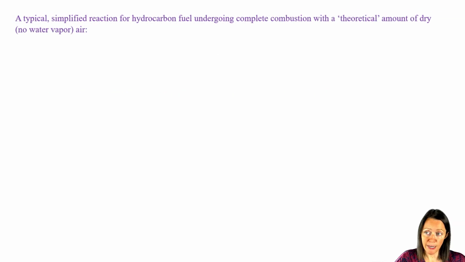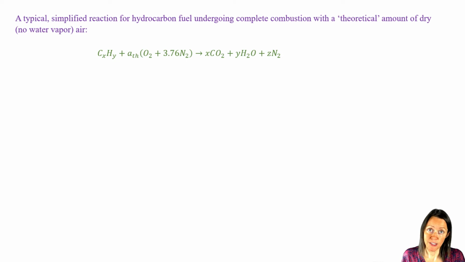A typical simplified reaction for a hydrocarbon fuel undergoing complete combustion with a theoretical amount of dry air. So there's a lot of stuff in there. We're going to take it one part at a time, but just look at that equation. The first term, there's your hydrocarbon fuel. The next term, that A sub TH, that's the theoretical amount of air. We'll talk about that in just a second. And then in the parentheses, you've got O2 plus 3.76 nitrogen. That's your 4.76 kilomoles of dry air. So you've got 1 kilomole of oxygen, 3.76 kilomoles of nitrogen, 4.76 kilomoles of dry air.